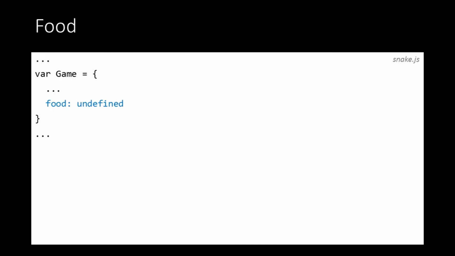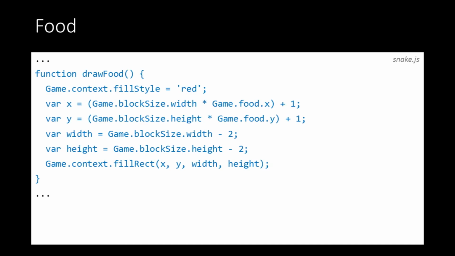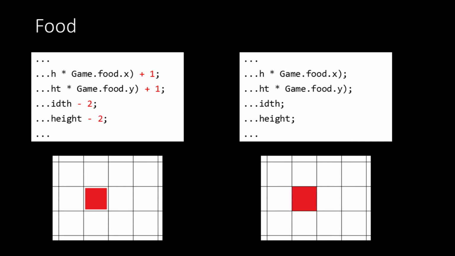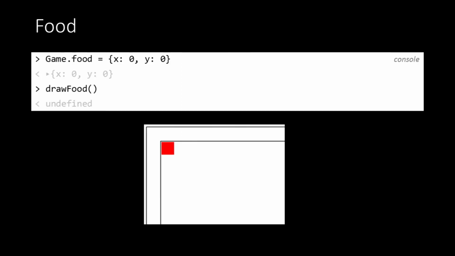We'll add a food property to the game object. To draw the food, we'll create a function that draws a red rectangle onto the canvas. This rectangle is also offset and made smaller than the block size. Now back in the console, we can set values for the food property and execute the drawFood function.